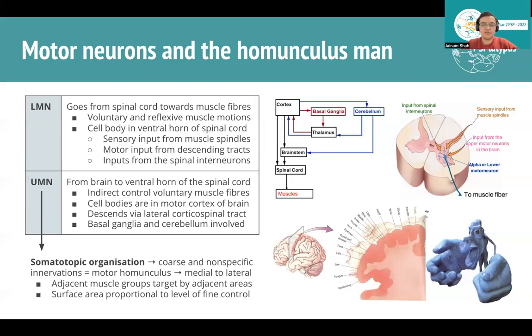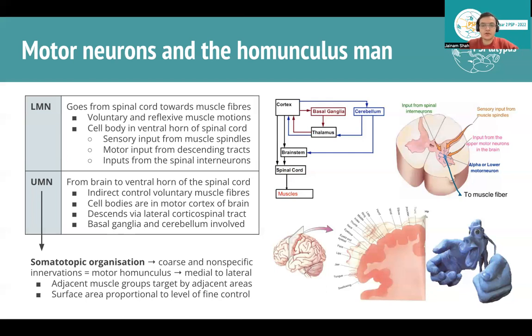An important concept to be familiar with is this idea of a somatotopic organization. In other words, your brain has a mapping where you can figure out, based on the region of the brain that might be affected or the region of the brain that we're looking at, what specific part of the body that's going to be controlling. Now, this is not just unique to the motor system, it's there for the sensory system as well, which will be covered in a separate lecture. But in this case, it's called the homunculus man or the motor homunculus.